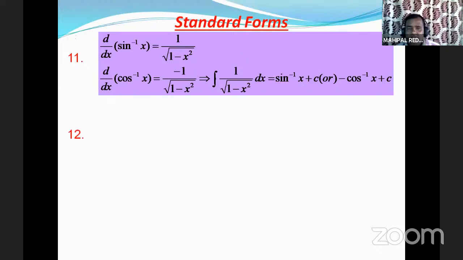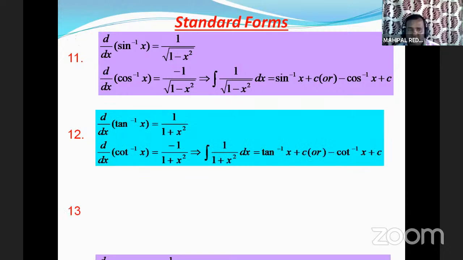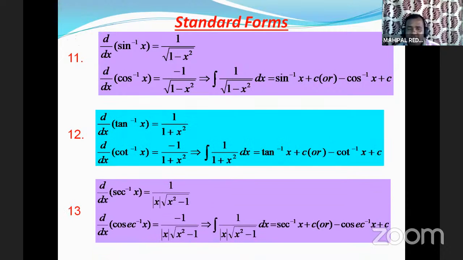Integration of 1 by under root of 1 minus x square is sin inverse of x or minus cos inverse of x. Integration of 1 by 1 plus x square is tan inverse of x or minus cot inverse of x. Integration of 1 by mod x into under root of x square minus 1 is sec inverse of x or minus cosec inverse of x.